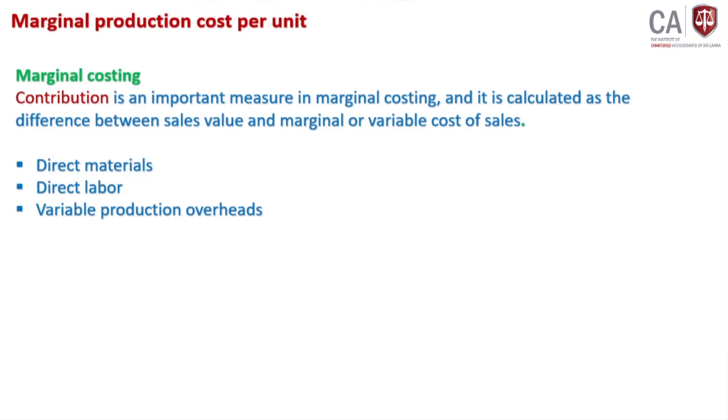So these are the elements of marginal costing: direct material, which is a variable cost; direct labor also, which is a variable cost; and variable production overhead cost. These three are deducted from sales to figure out what? Contribution in marginal costing.